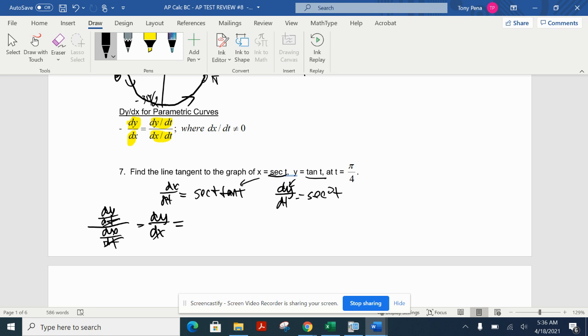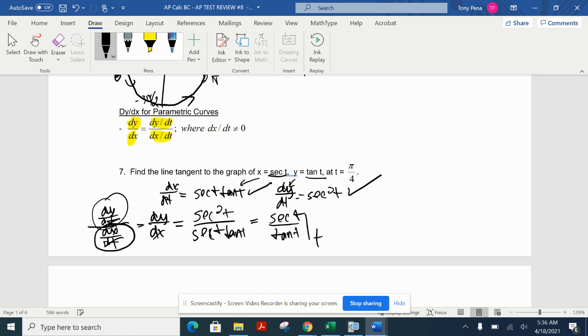Because of that, we take what these are actually equivalent to. So the dy dt was this guy here. And then this dx dt was this one here. I'd probably clean that up a little bit. The secants will reduce, giving us one secant on top, tangent on the bottom. And then we need to evaluate that at pi over 4.